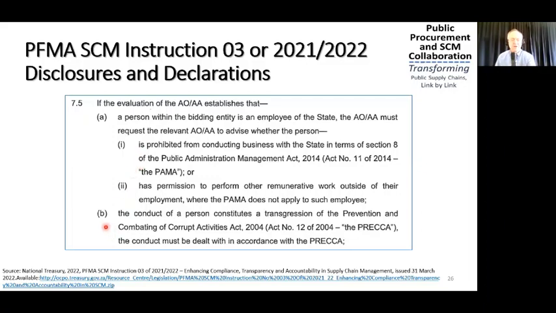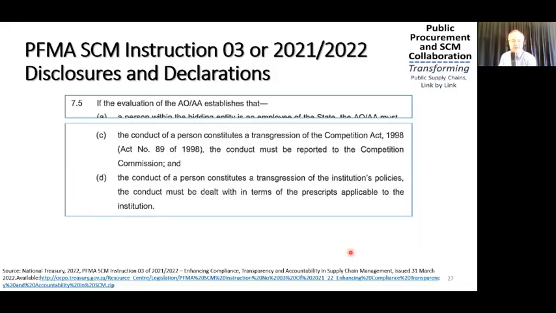The next one is the conduct of a person, and this is the PRECA one that Ron mentioned earlier. If the conduct of a person constitutes a transgression of the Prevention and Combating of Corrupt Activities Act, that must be dealt with in accordance with that Act. Then C talks about the Competition Act: the conduct must be reported to the Competition Commission. And then, if the conduct of a person constitutes a transgression of the institution's policies, the conduct must be dealt with in terms of the prescripts applicable to the institution.